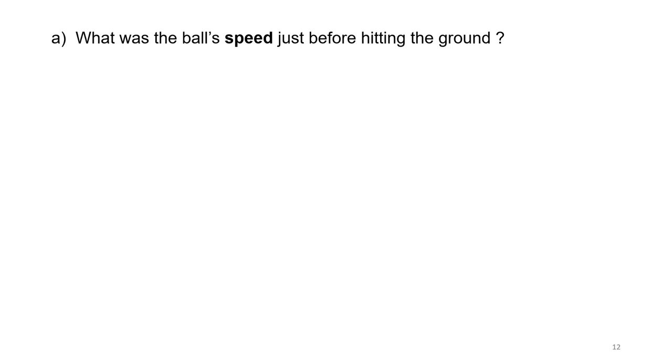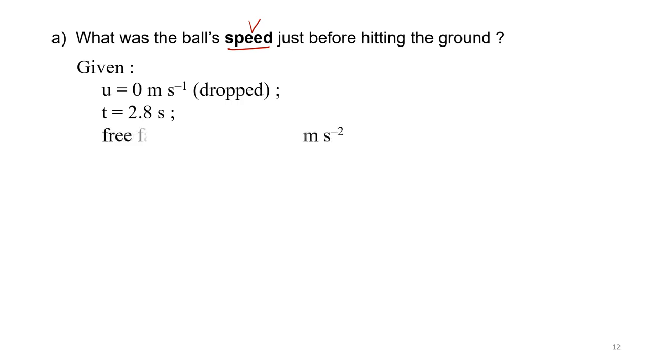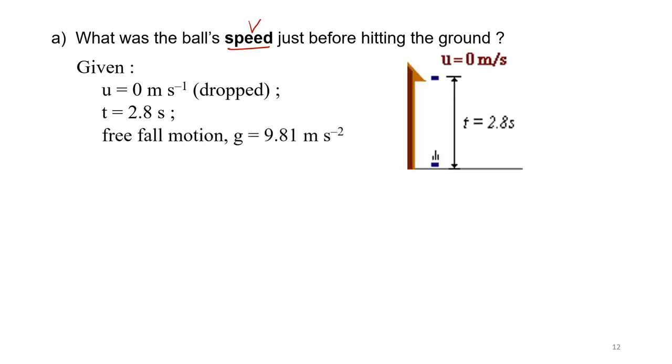Question A, what was the ball's speed just before hitting the ground? Speed, we consider final speed. Given information: initial velocity 0 meters per second because the ball is dropped, time 2.8 seconds. We use the equation V equals U minus GT.